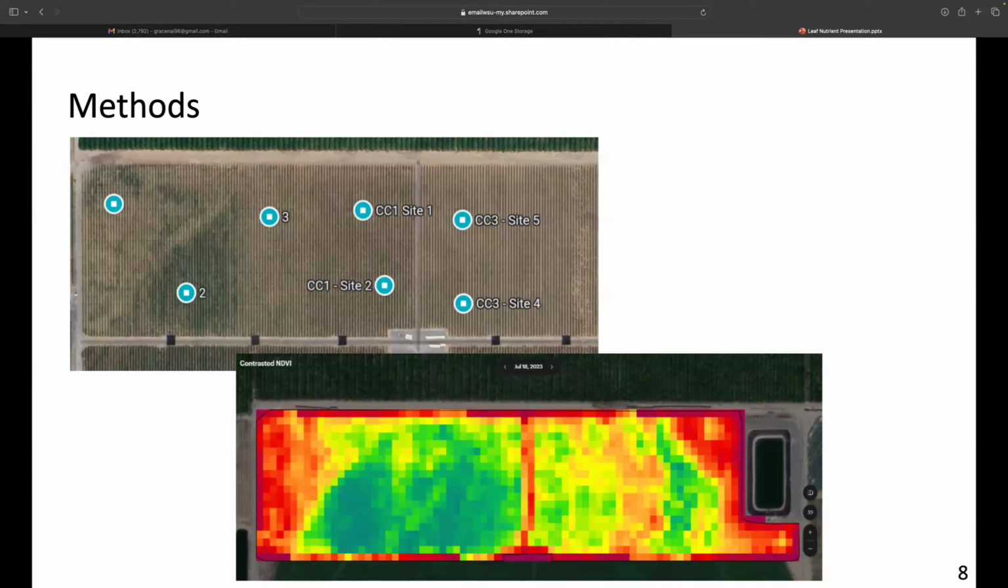The 7 locations chosen for this research are listed: Site 1, Site 2, Site 3, CC1 Site 1, CC1 Site 2, CC3 Site 4, and CC3 Site 5. In order to identify variability, the selection was informed by a number of data sources, including historical Google Earth satellite images, the current NDVI, these pictures shown here, and the ground data.